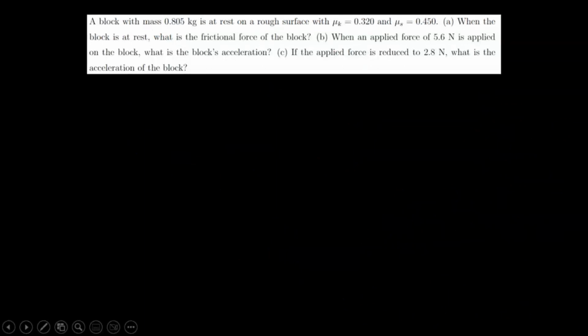So this one is regarding friction. We have a block with a mass of 0.805 kilograms, which rests on a rough surface with mu k, the coefficient of kinetic friction, being 0.320, and mu s, the coefficient of static friction, being 0.450. With the block at rest, we're asked for the frictional force in part A, and then part B gives us an applied force and wants to know the block's acceleration. And in part C, the applied force is reduced and it wants to know what the new acceleration of the block is.